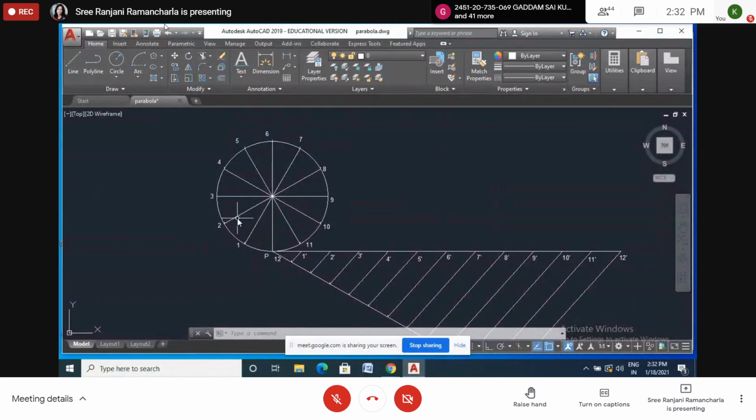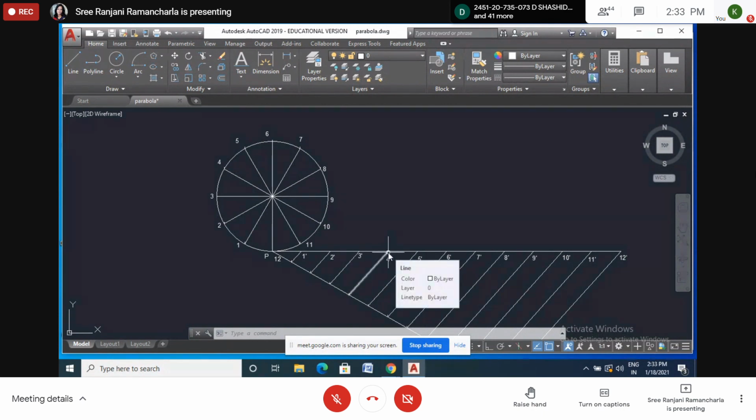Here you have to draw the perpendicular line. For this line, the perpendicular line is already there. So for this line, you have to draw the perpendicular line, of length equal to this one. Each curve is equal to each line.